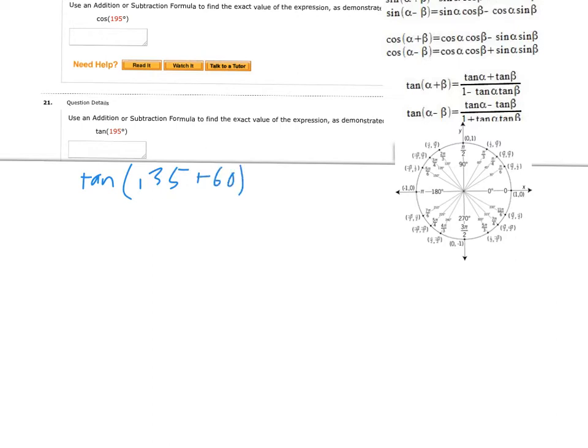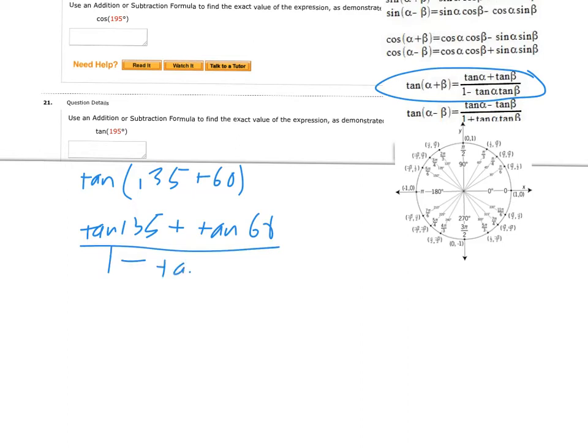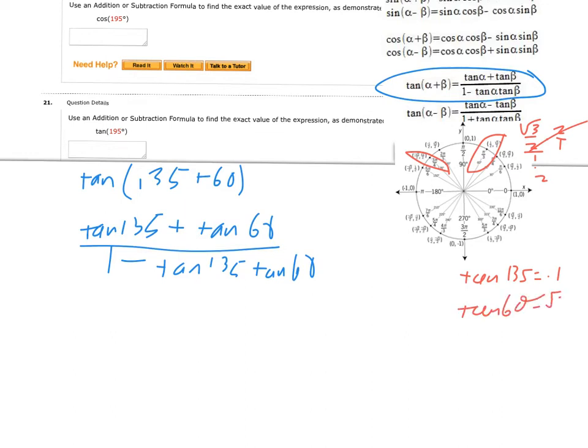And so that's going to turn it into, I'll break it apart now using this formula. So it's going to be tan of 135 plus tan of 60 over 1 minus tan 135 times tan of 60. So now I'm going to go to the unit circle and find tan of 135. And I can see that that is just a negative 1. And tan 60 is rad 3 over 2 over 1/2. And so if I multiply by the reciprocal there, it's just going to give me rad 3. So tan 60 equals rad 3.